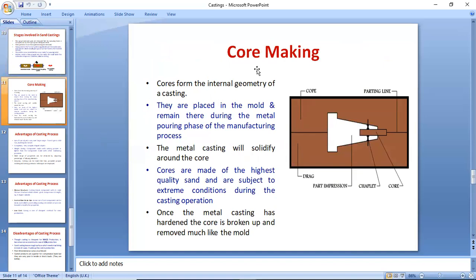Then we proceed towards core making. How are the cores made? Cores form the internal geometry of a casting. Core is nothing but the internal geometry of the casting. They are placed in the mold and remain there during the metal pouring phase of the manufacturing process. The metal casting will solidify around the cores. The cores are made of the highest quality sand and are subject to extreme conditions during the casting operations. Once the metal casting has hardened, the core is broken up and removed, much like the mold.